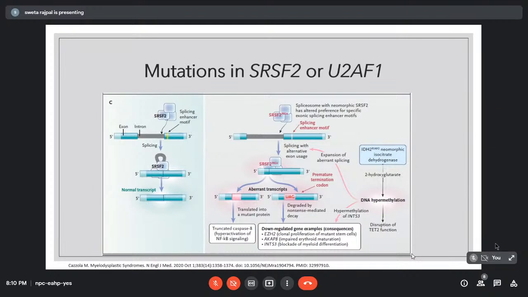Along with that, if a patient has an IDH2 mutation, which is part of epigenetic regulation, an increased amount of 2-hydroxyglutarate leads to DNA hypermethylation that will lead to disruption of TET2 function, and it also has an effect on hypermethylation of INST3A that leads to blockade of myeloid differentiation, leading to ineffective erythropoiesis. So this is how the interplay with RNA splicing, along with epigenetic regulation, leads to pathogenesis of MDS, and these types of patients generally have high risk MDS.